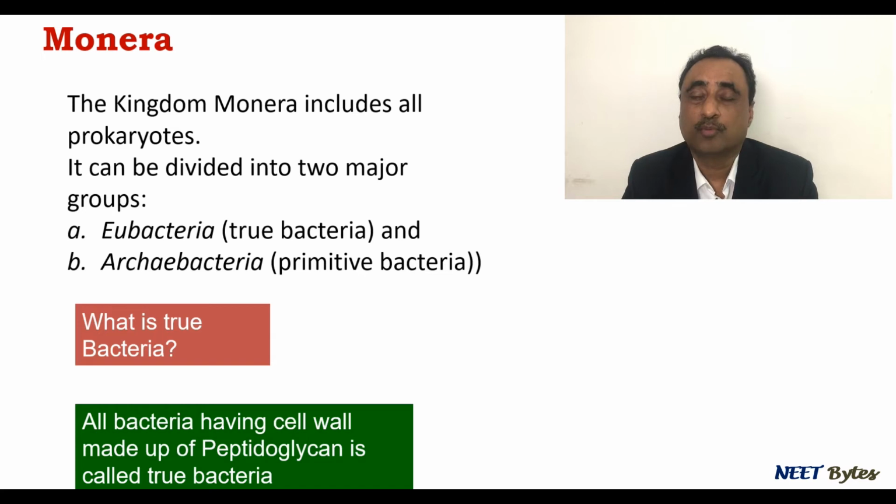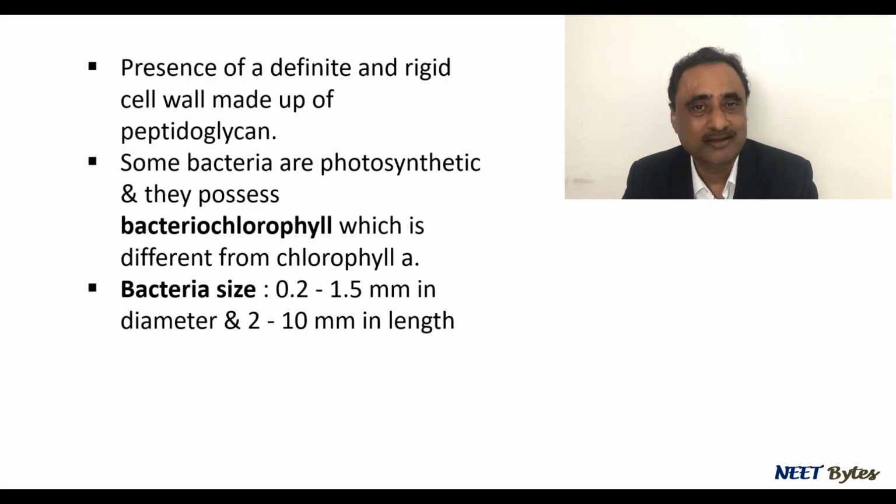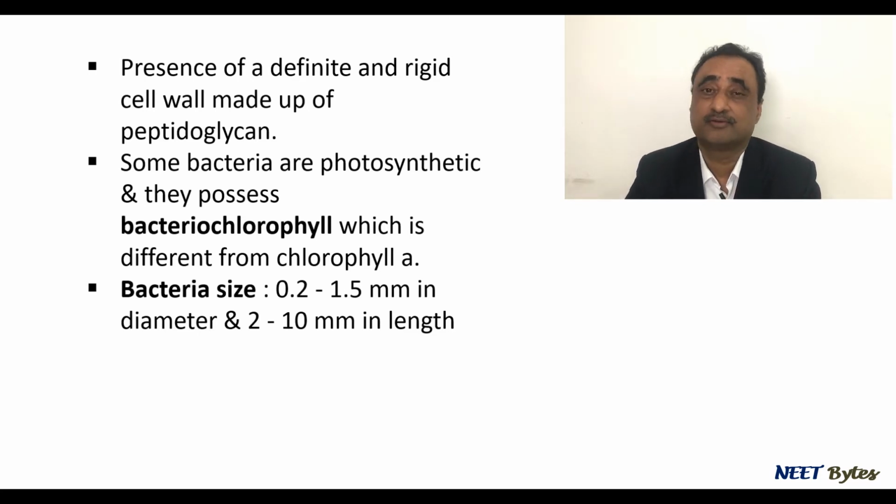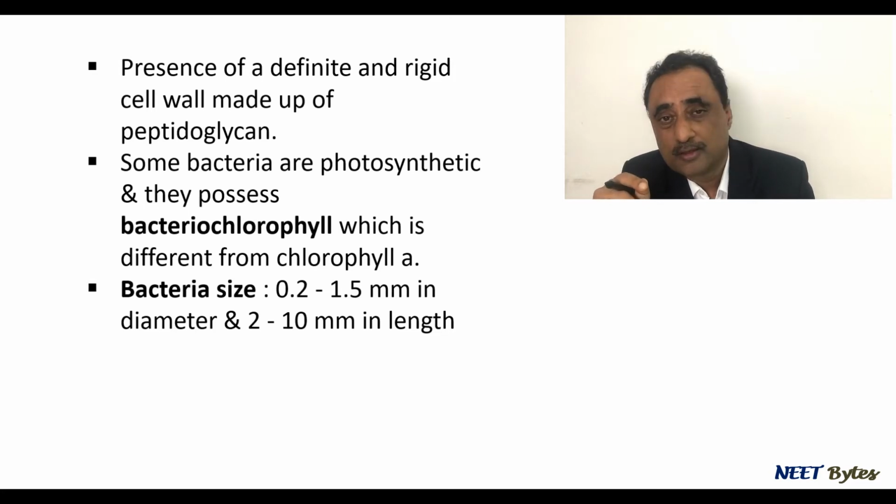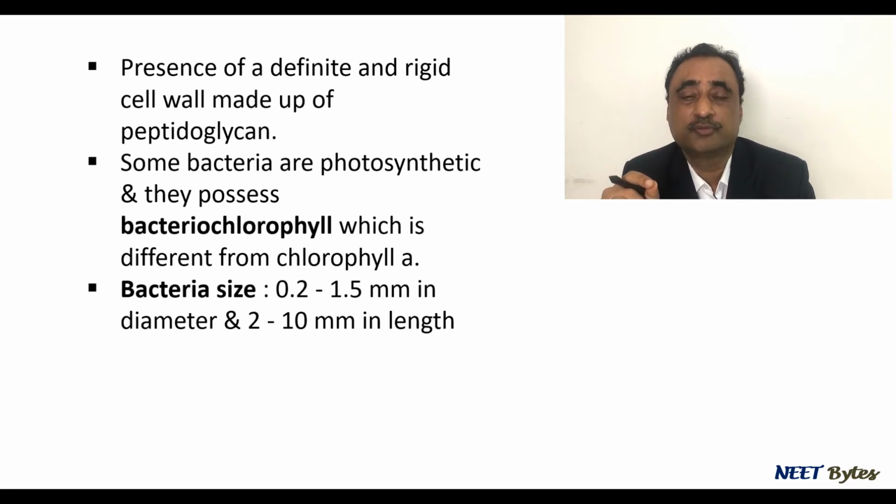Now, the moment we talk about bacteria, actually it is enclosed by a tough cell wall, right? And the cell wall is rigid, and that you know very well, and it is chemically made up of peptidoglycan. Some bacteria are photosynthetic, right? And they have a bacterial chlorophyll in them. Mind it, photosynthetic bacteria are anaerobic. That means oxygen is not going to be released over there.